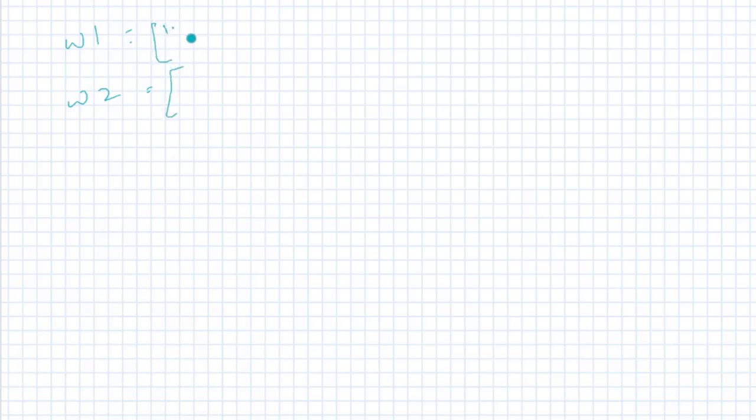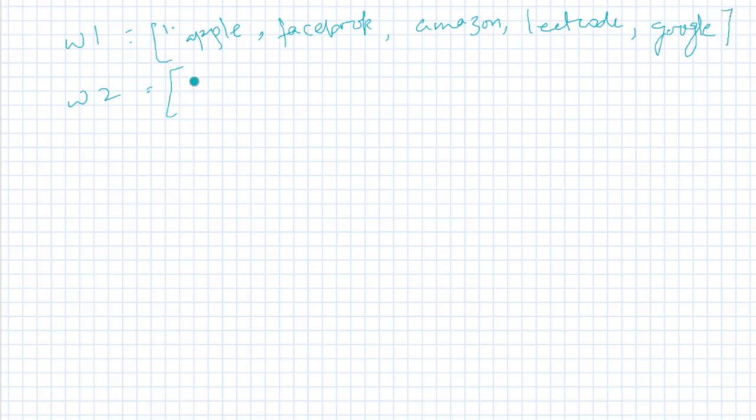Let's see, we have two lists. In the first list, let's say we have Apple, Facebook, Amazon, Leetcode, and Google. Now in the words 2 list, let's say it's E and L. For a subset, let's not talk about this list. Let's consider it's initially only L.